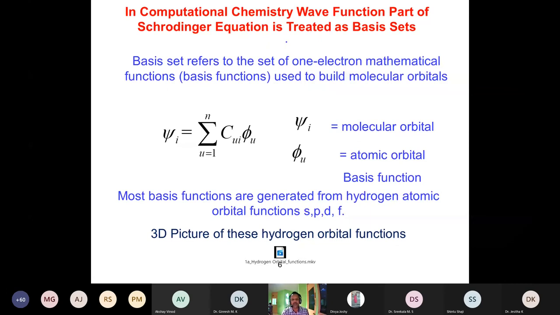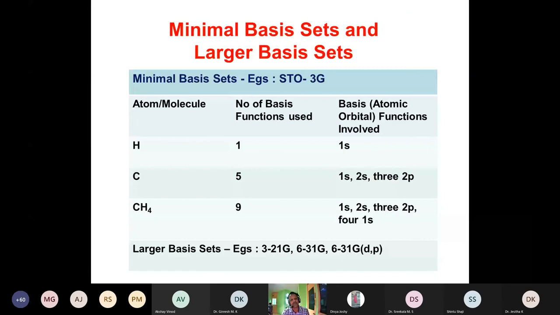In solving the Schrodinger equation, our Hamiltonian operator part can be treated using a quantum chemistry method, HF method or DFT method. Our wave function part can be treated using a basis set. We have smaller and bigger basis sets. We can use smaller or bigger basis set for a molecule or for an atom in a computational chemistry calculation. And the smaller or bigger basis set depends upon the number of basis functions present in it. I'm not going into the detailed part of this basis set.